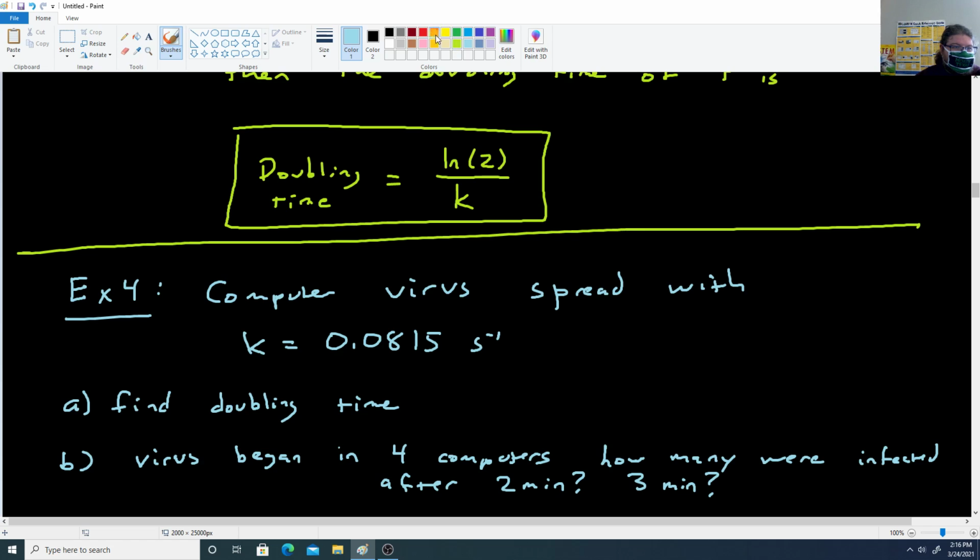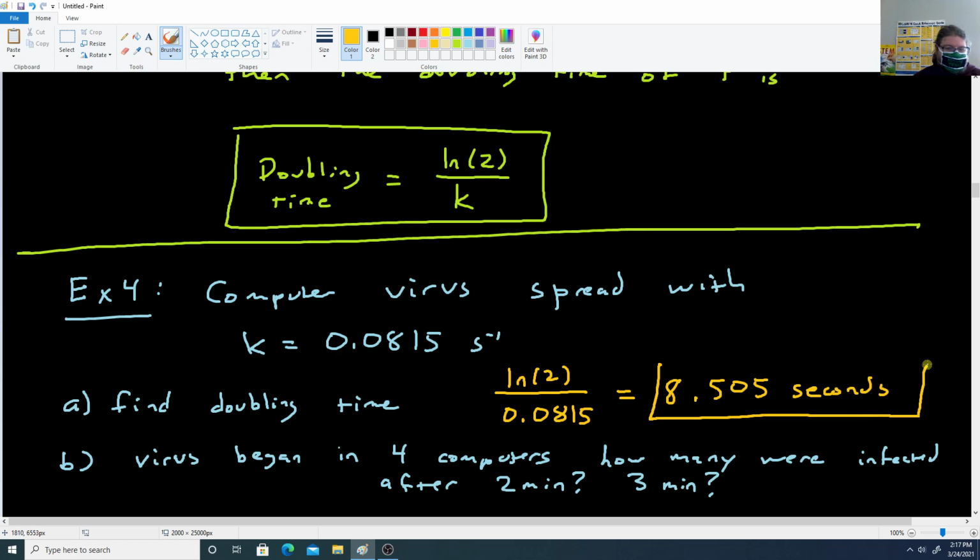Okay, so find the doubling time. This should be pretty easy. We're just going to use the doubling time equation and say, all right, it's natural log of 2 divided by the k value. And that will tell me, let's put that in the calculator, about what the doubling time is. And the units will be seconds on this. So we get about 8.505 seconds. So for part A, that means around every 8.5 seconds, the number of things infected doubles.